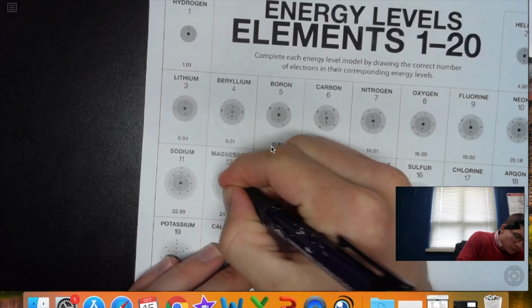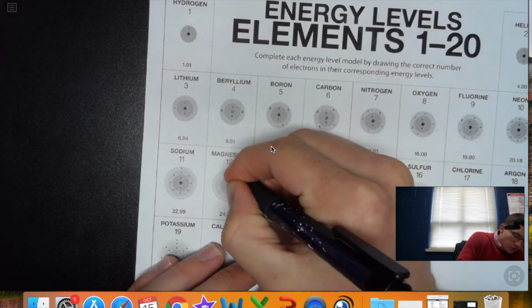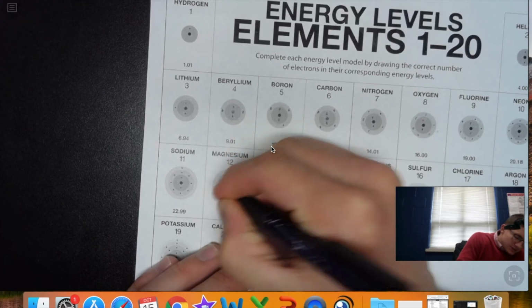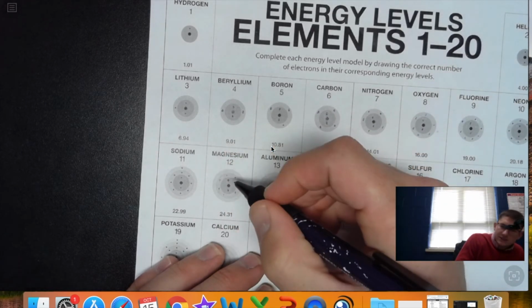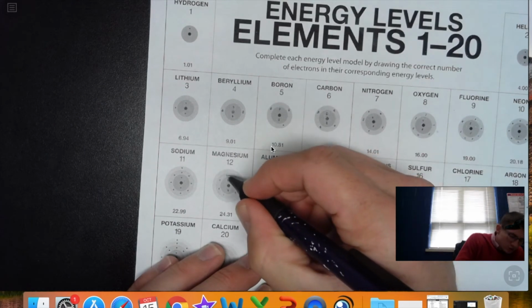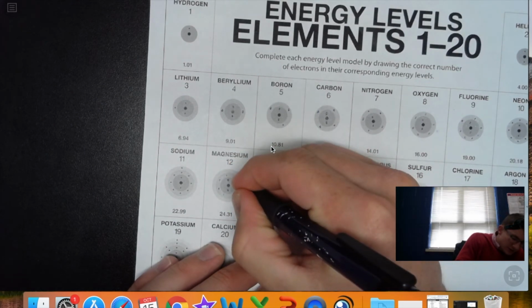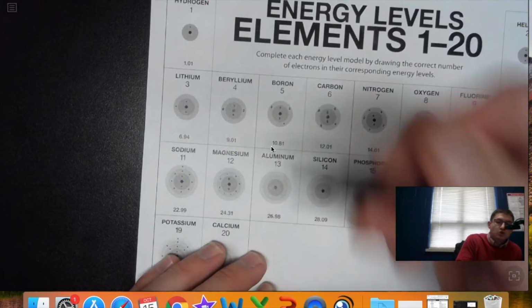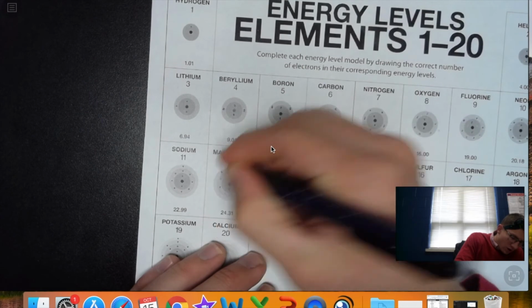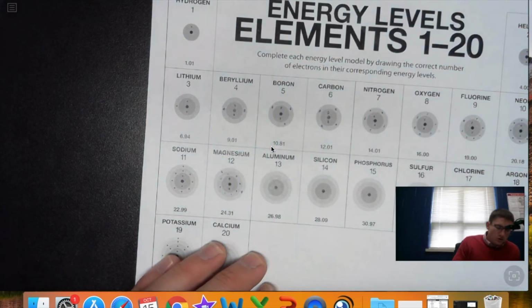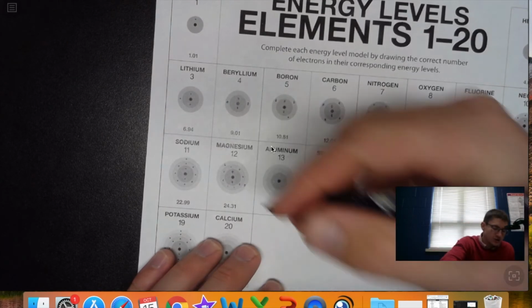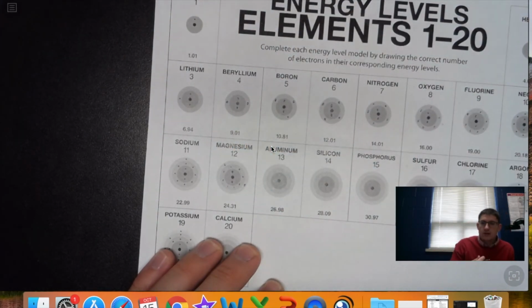There are 2 in the innermost level. Now how many can go in the second level? I think it's a total of 8. Now the total is 10. 2 plus 8 is 10, and there needs to be 12, so there's 2 more. We just predicted, based on where it was in the periodic table, that it would have 2 electrons in the outermost energy level, and it does, with the total being represented in each of the other levels.